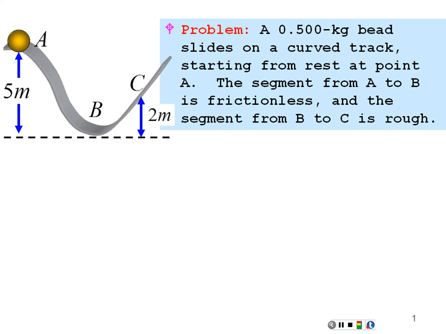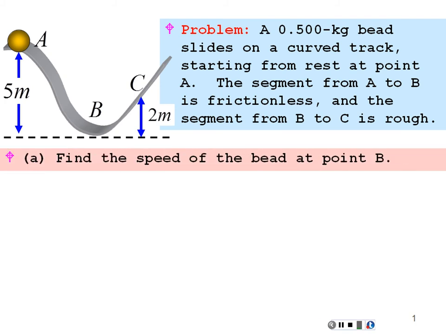In other words, it has friction. So anytime you see the word rough, you mean it corresponds to friction. If you see the word smooth, it corresponds to frictionless. We take it to the extreme in terms of physics. Find the speed of the bead at point B. So we want to find the speed of the bead at point B.